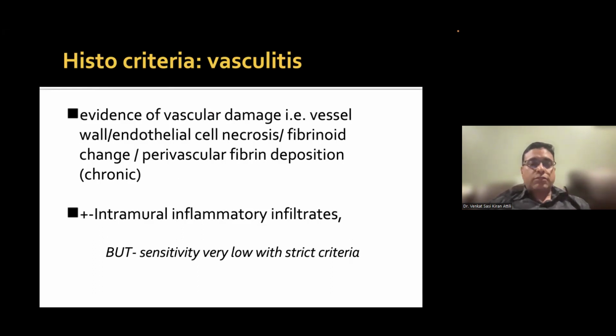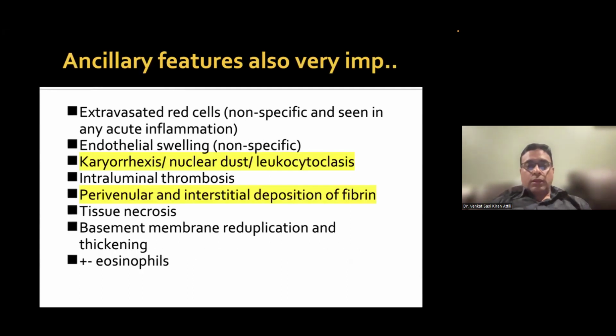And yes, with strict criteria, the sensitivity can be very low if you apply these criteria very strictly. And as I've explained, sometimes in early cases, you don't see vessel wall damage in the form of fibrinoid necrosis. You may just see leukocytoclasis, okay? So the ancillary features are also very important. The most important being karyorrhexis, nuclear dust, or leukocytoclasis. That's what leukocytoclasis is, wherein you see nuclear dust or karyorrhexis.